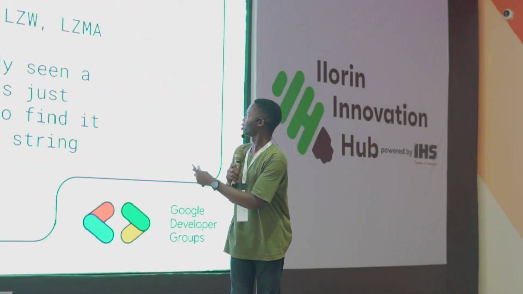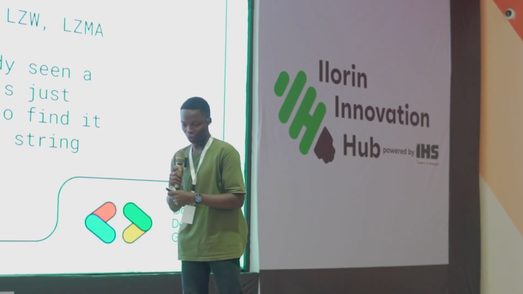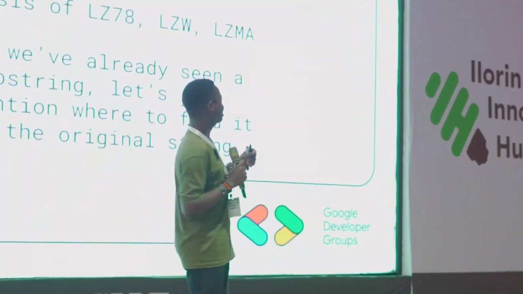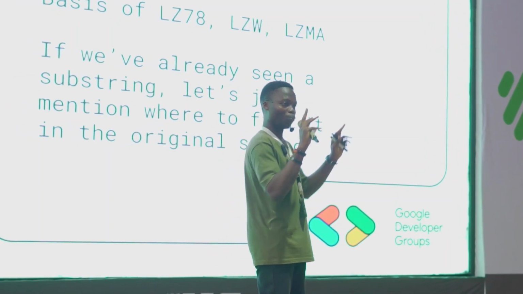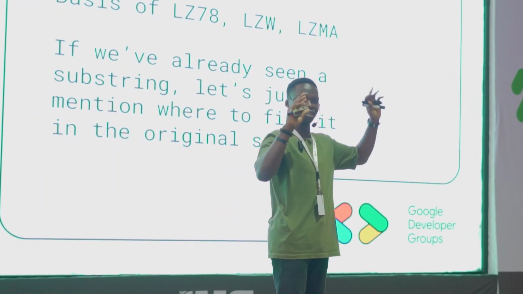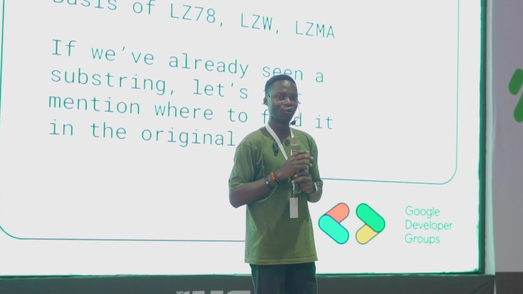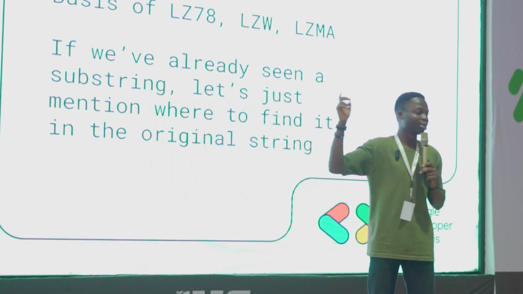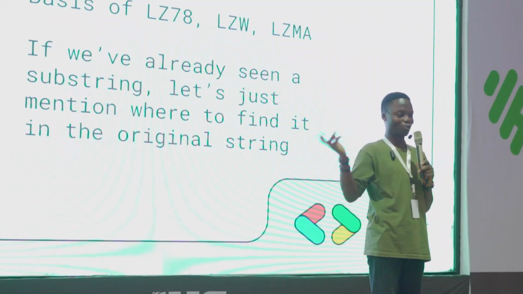Alright, so we are going to start with LZ77. Under the lossless compression group, we have two main divisions: the LZ77 and the LZ78.